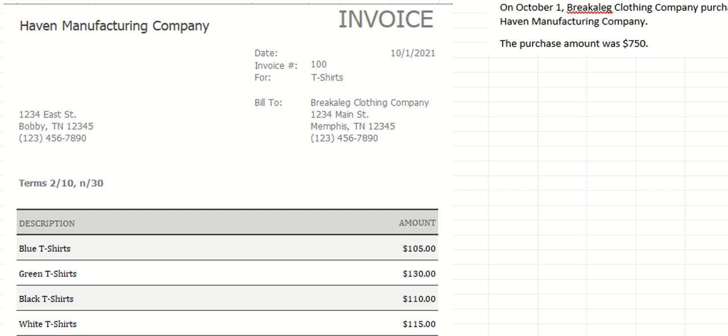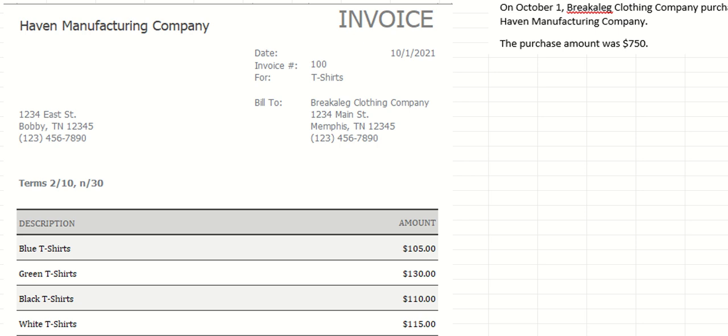So this here is an example of merchandise purchases. And what I have here on the screen is an invoice that I created through Word. And you can see here in the invoice, there's two companies here that are doing business with each other. So Haven Manufacturing Company, you can see here at the top left hand side, that is the seller.